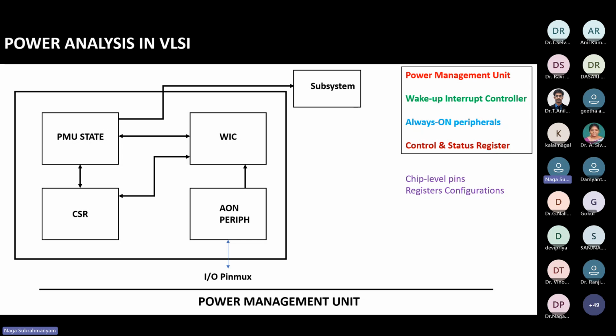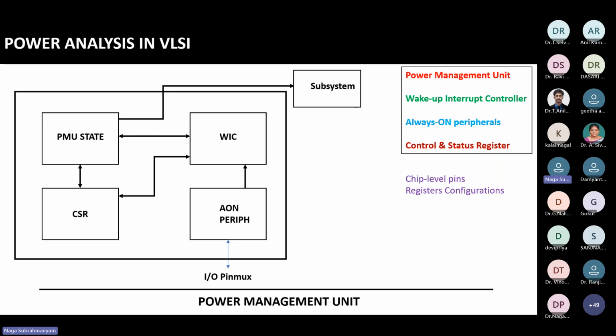Like, can I switch on this module? Can I switch on this subsystem? Can I switch on this? Whenever the system is booting up, it will produce so many interrupts, so that also needs to be verified at the verification level. And there is one more block called always on. Whether our system is switched on or switched off, this block is always on. There are some peripherals, some blocks on your SoC which are always on.